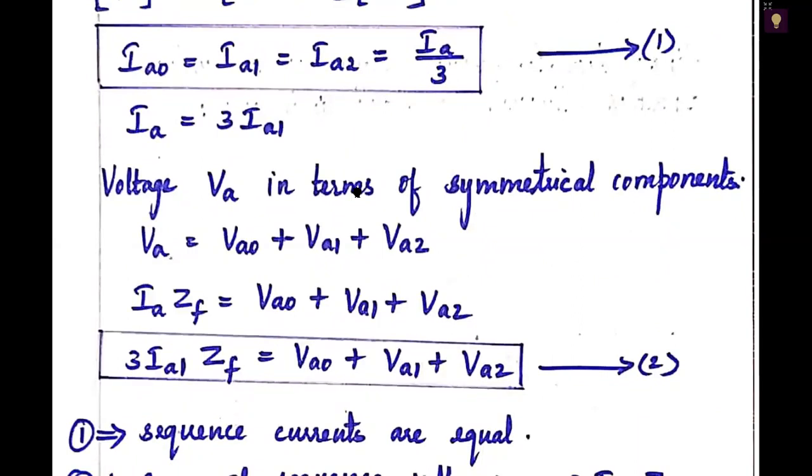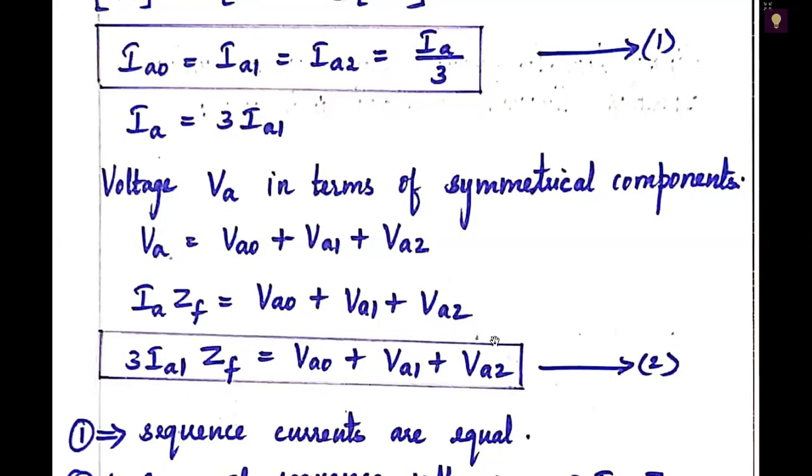Similarly, if you write the matrix form of voltage phasors in terms of the symmetrical components and expand for VA, we get VA is equal to VA0 plus VA1 plus VA2. And what is VA from the initial conditions? IA into ZF. And what is IA? 3 into IA1, derived in equation 1. So substituting VA and IA, we get VA0 plus VA1 plus VA2 is equal to 3 IA1 ZF.